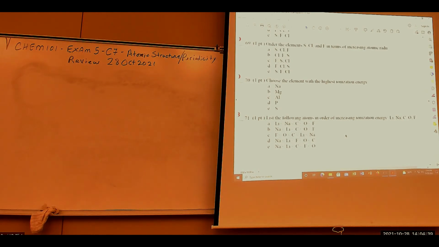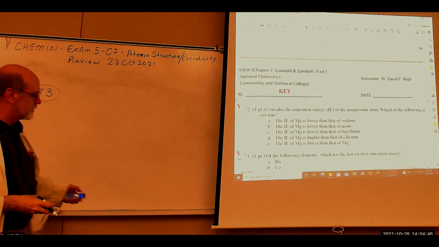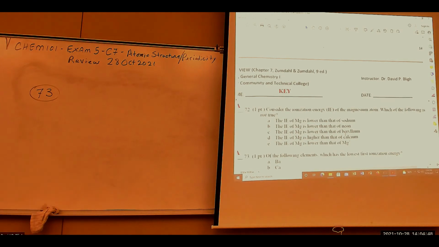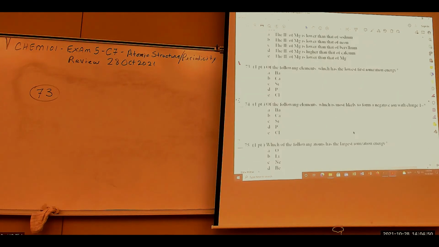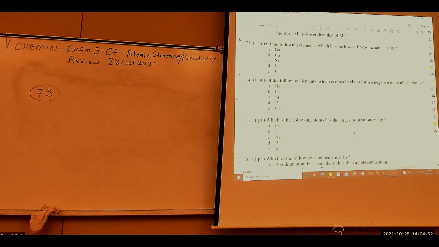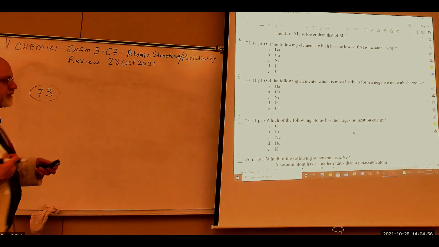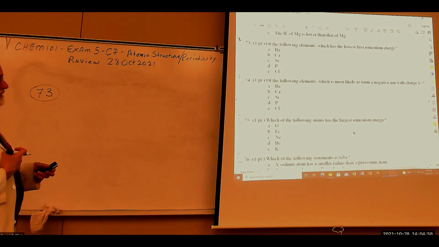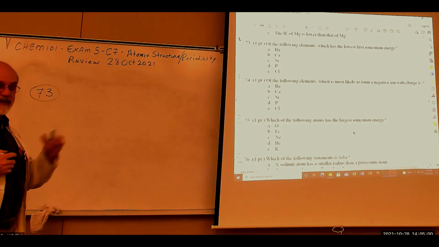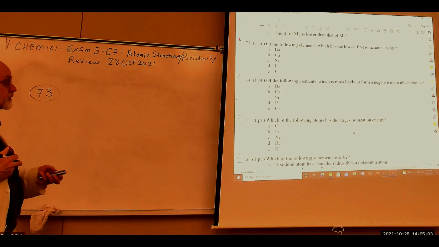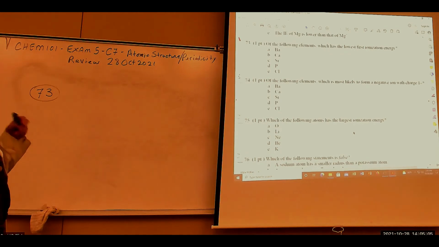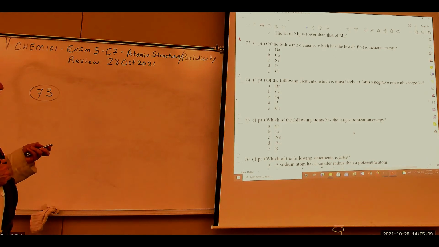73. Scroll time. Okay. Of the following elements, which has the lowest first ionization energy? It's that trend again. So which one's the lowest first ionization energy? It's the one that's farthest to the left and toward the bottom. And out of all of these, barium is it.